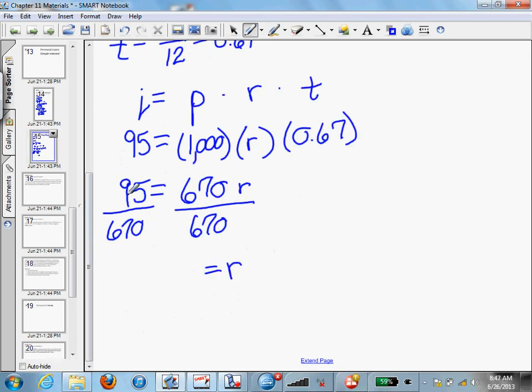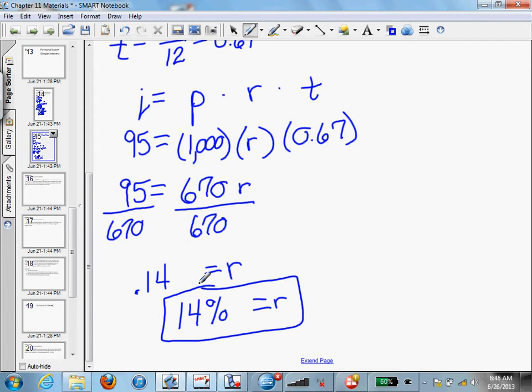So it has r equals 95 divided by 670, which is 0.14. And that's a decimal, but remember we're talking about rates. It's originally given to us as percents because that's how we're easily able to perceive what that means. What that means is that the interest was 14%. All we did was multiply by 100. So that means there was an annual interest of 14% on that loan.